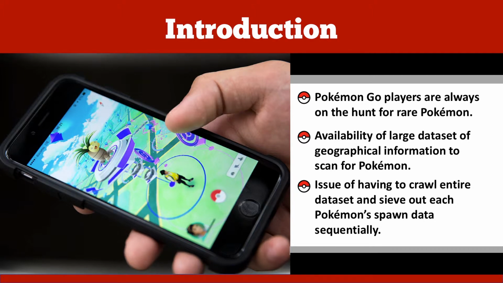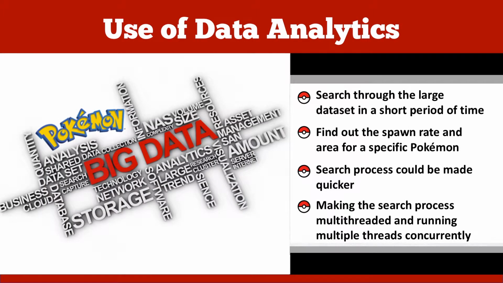However, having to crawl the entire dataset and sieve out each Pokemon spawn data sequentially has been a bugging issue for most of the players. So, how does data analytics come into play? With data analytics, we are able to search through the large dataset in a short period of time. Moreover, we are able to find out the spawn rate and the area for the specific Pokemon.